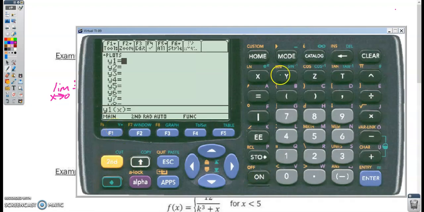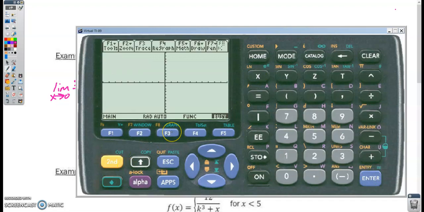And just to show you this real quick, if I were to graph sine of x over x, and we trace this function and go over to where x is equal to 0, we see that there is a hole there.